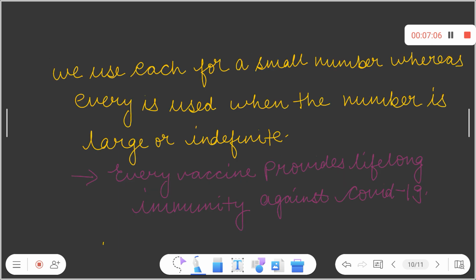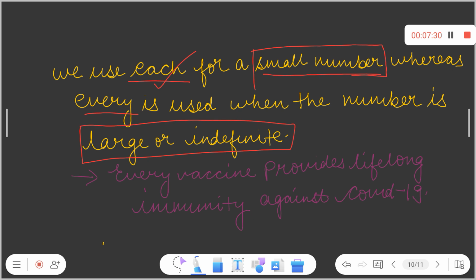Now we can see where we use each and where we use every. We use each for a small number, whereas every is used when the number is large or indefinite. See, it is very important. For the smaller number, we use each, and for the larger one or the indefinite, we use every. So when I say every vaccine provides lifelong immunity against COVID-19, I'm talking about a larger number, so I have used every over here.